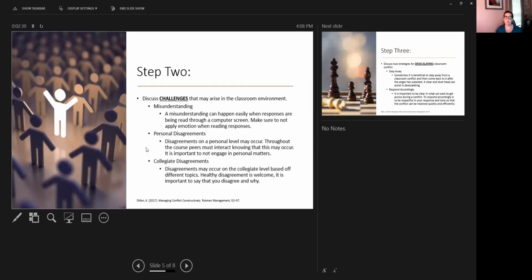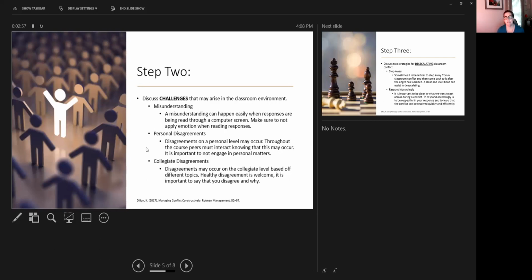Moving on to step two, which says to discuss the challenges that may arise in the classroom environment. There could be a plethora of things that come across. And again, if we go back to step one and just remember to be respectful, then we're probably going to take care of all of these. But there may still be misunderstandings, personal disagreements, and then collegiate disagreements. Let's talk about the difference.